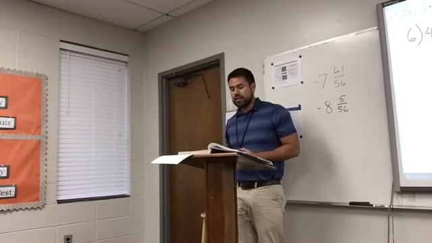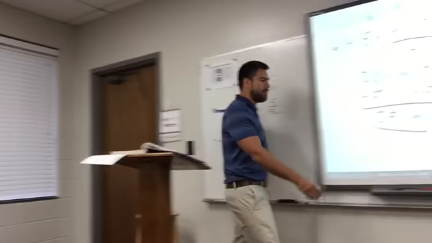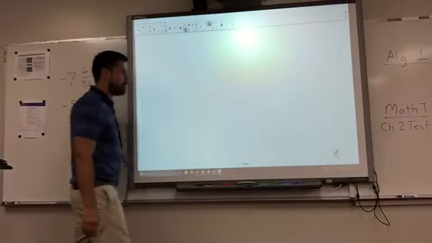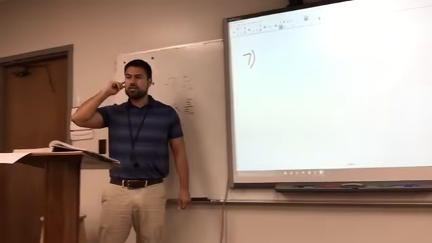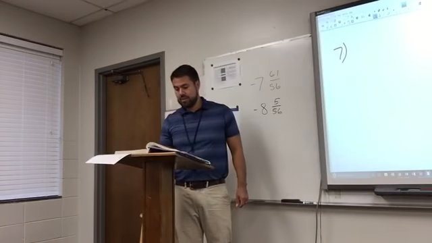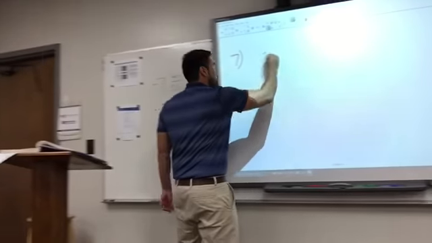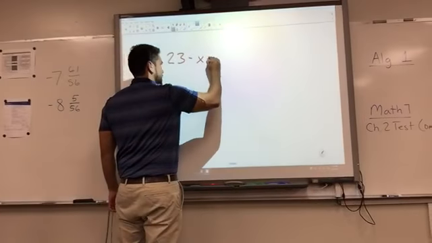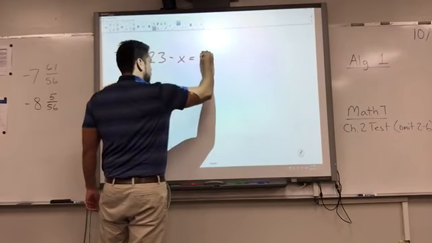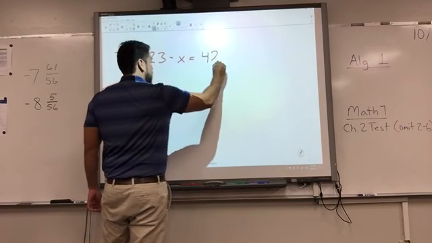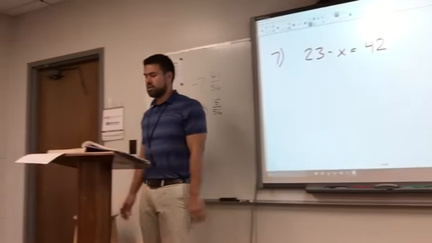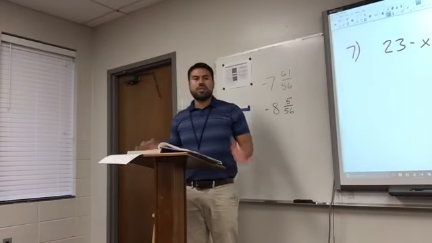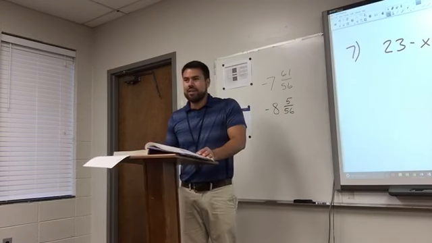All right, number 7. I need some help on number 7. Somebody tell me what their equation was before they worked it out. So what's your equation? Yes, ma'am? 23 minus x equals 42. All right, you can use any variable, by the way. X is a fine one to use here. This is where people get messed up.